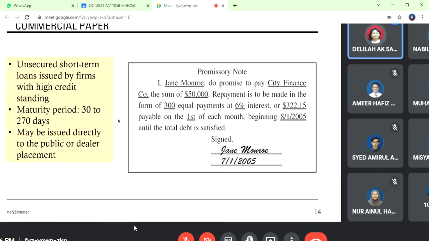To have a commercial paper, your company, you as a financial manager, can issue a promissory note directly, selling it to the public, to the investors who are interested in buying, or you go through a dealer. This dealer is like an agent. The dealer will sell on behalf of the company. Okay, dealer placement.